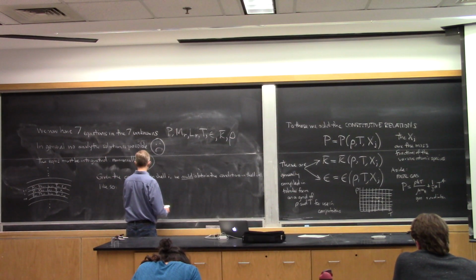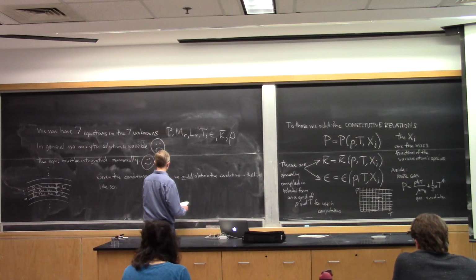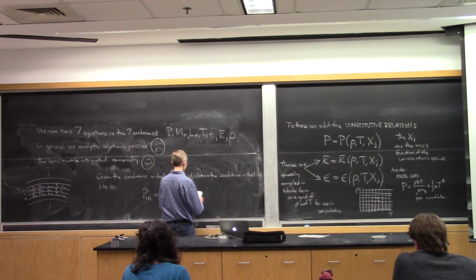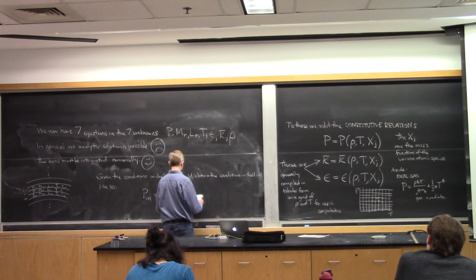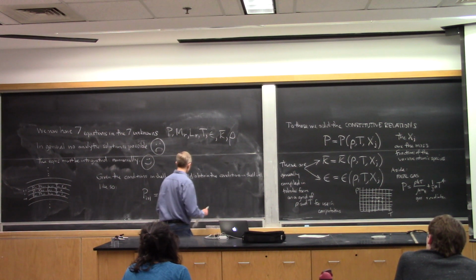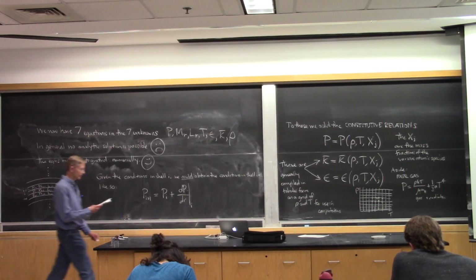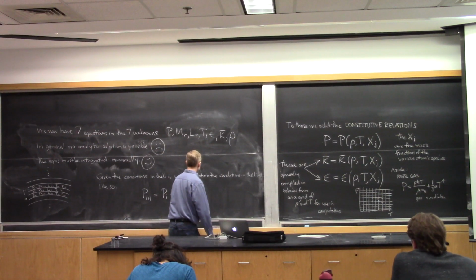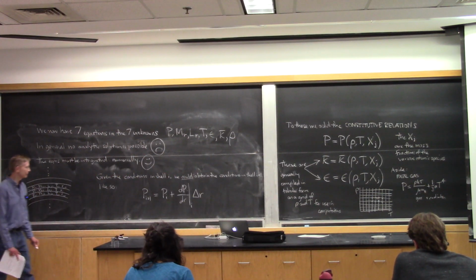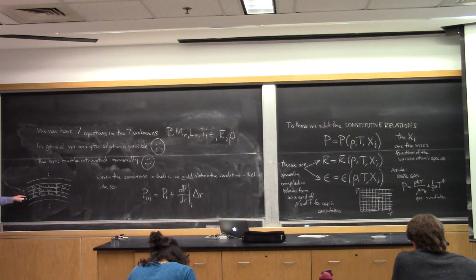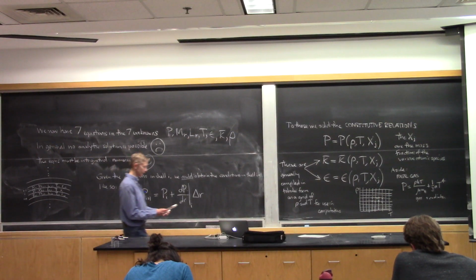We could say that the pressure in shell I plus 1 is the pressure in shell I plus the derivative of the pressure with respect to radius evaluated within shell I. How fast is the pressure changing with the radius in shell I times delta R, the change in radius between shells I and I plus 1. Delta R here would be an algebraically negative quantity because we're going inwards here, but that doesn't change what you would write for the equation.